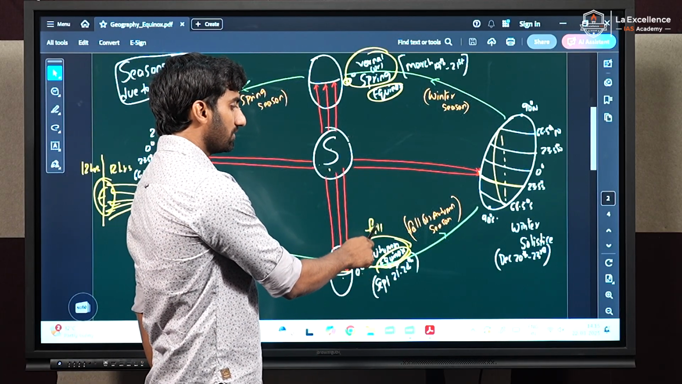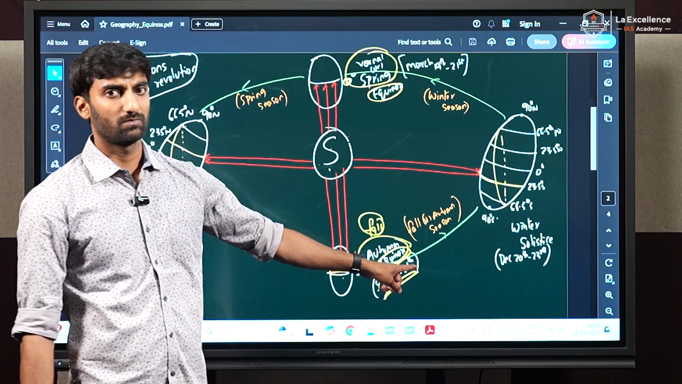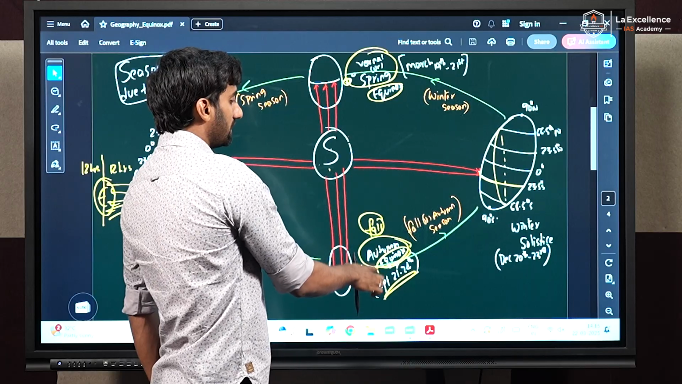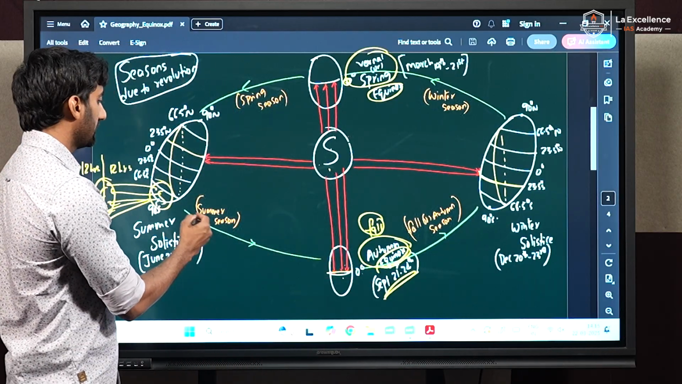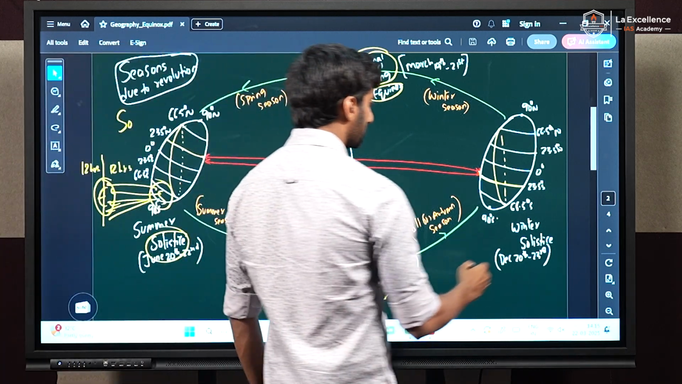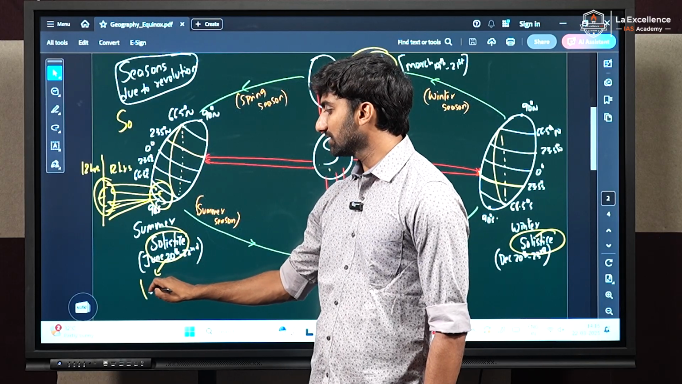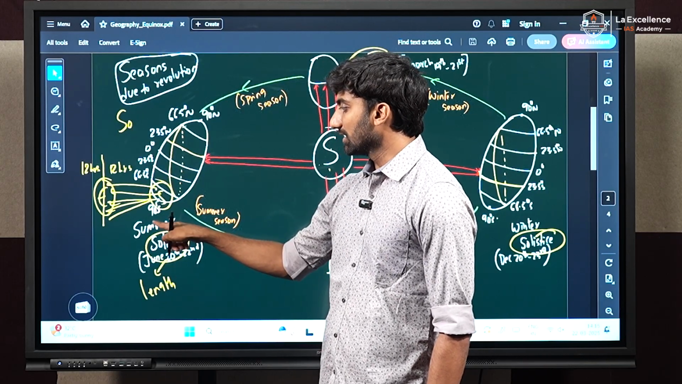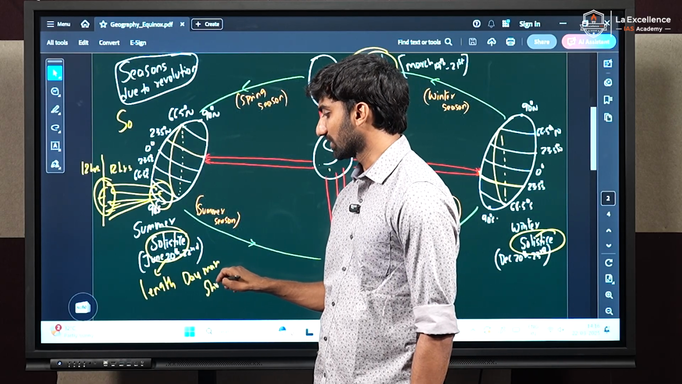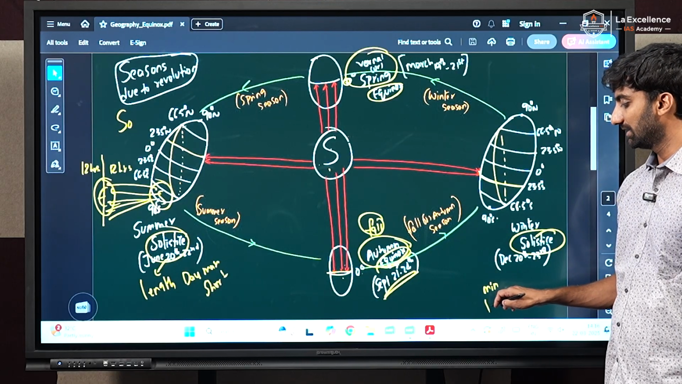Then we have the autumn or fall equinox. It falls between September 21st and 24th, mostly on September 23rd. So these are two important days. Then we have two more important days called solstice days: summer solstice and winter solstice. On these solstice days, length of day and night will vary. On summer solstice, length of day will be maximum and length of night will be very short. During winter solstice, length of day will be minimum and length of night will be very long.